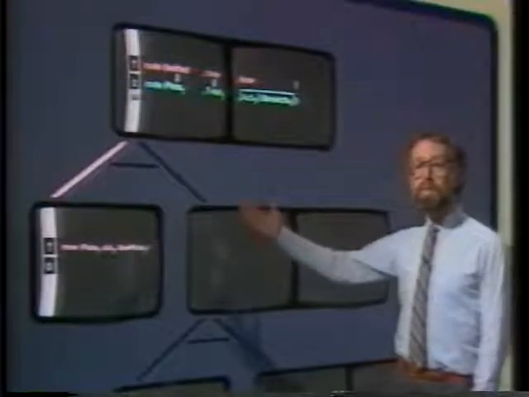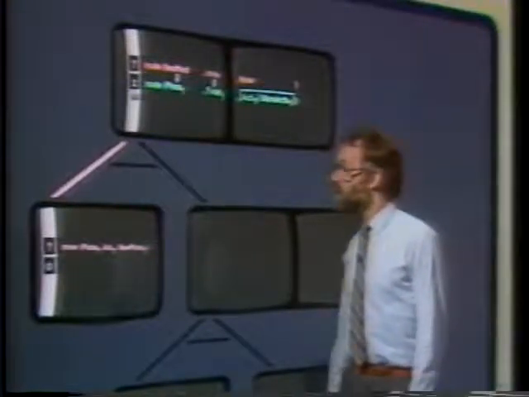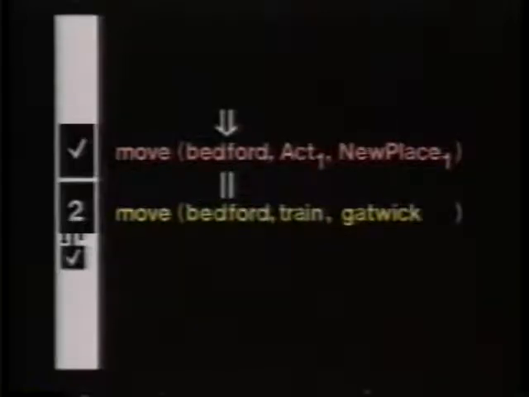Let's look at the first of the two sub-goals. The first one is move from one place by an action to a new place. One of these variables was an input variable, so as it's already instantiated in the head, place 1 would have immediately been instantiated as Bedford. Clause 2 of move is the first match since the move starts at Bedford, and that match instantiates Act 1 to train and new place 1 to Gatwick.